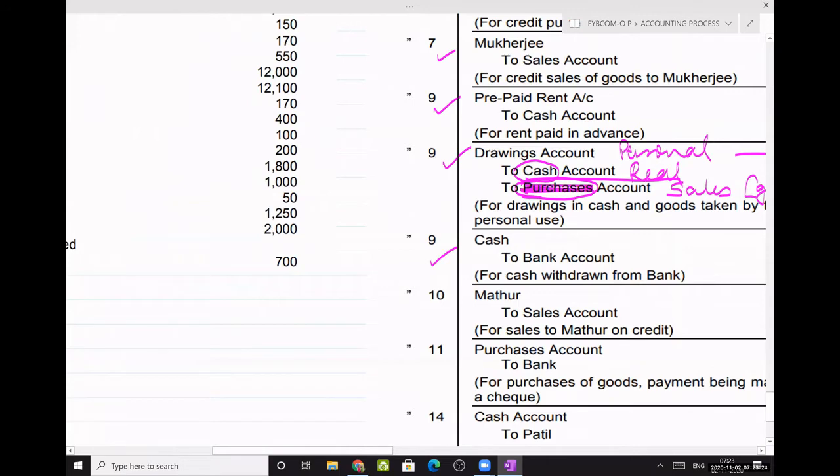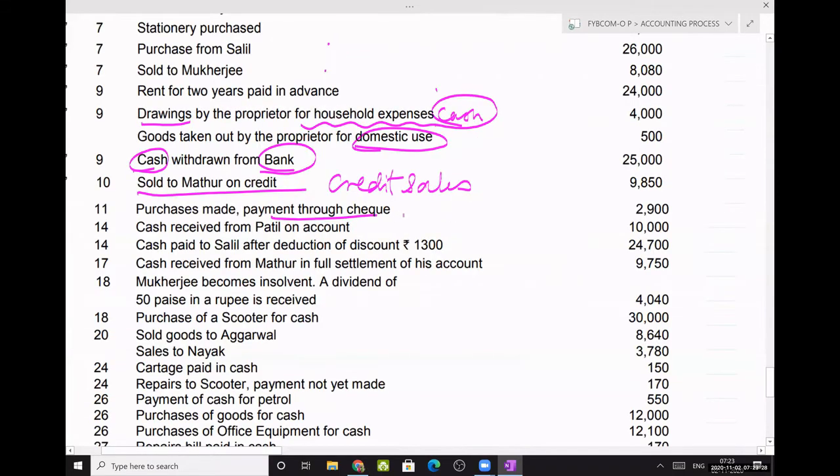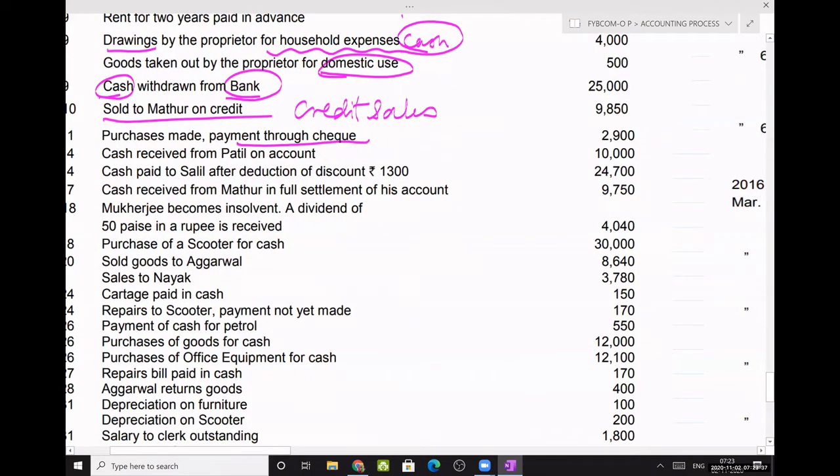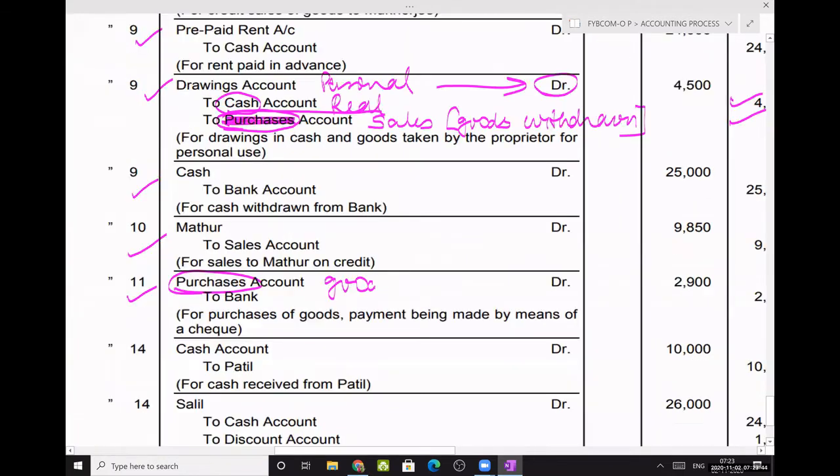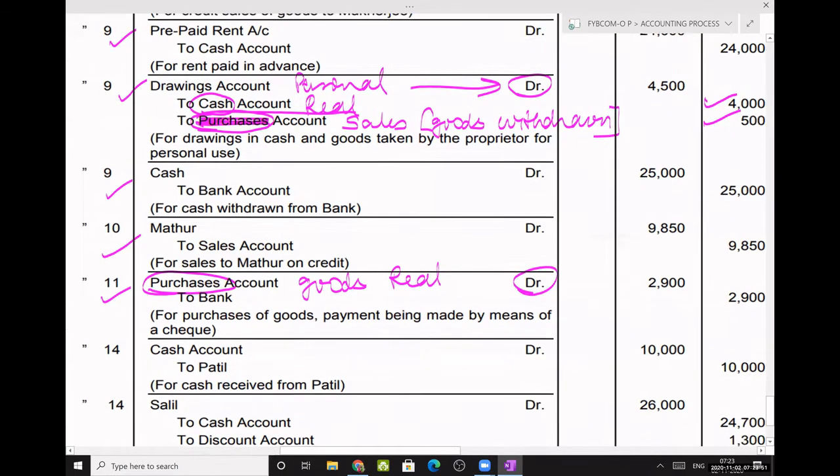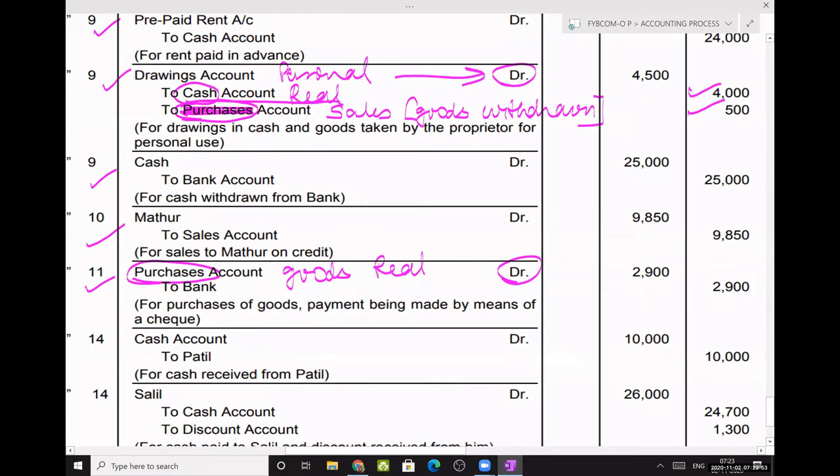Next, purchase made through cheque. Payment made through cheque. Purchase is made and payment was made through cheque. Cheque means I'll bring the bank into the picture. Purchase account debit. Purchase means I have purchased goods. Goods means real account. Real account means what is the golden rule? Debit what comes in. Second, my payment is through a cheque. That is my bank.